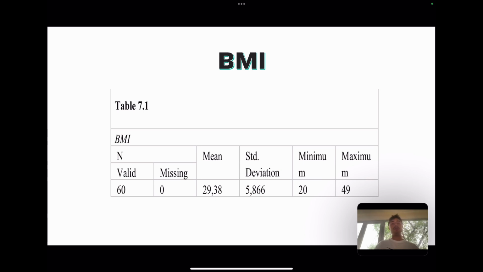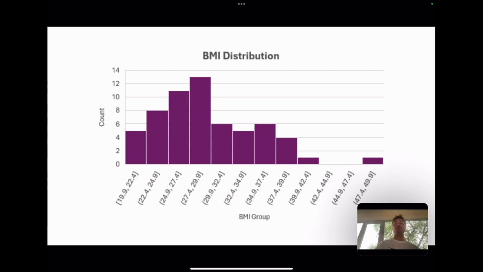And for the histogram, this histogram shows that most patients have a BMI between 25 and 35, with a peak around 30. This indicates that many patients are overweight and some are even in the obese range.